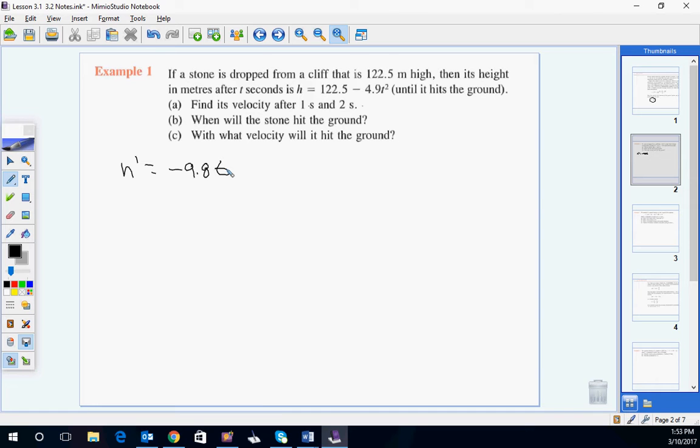So then for the first question, they want to know at 1 and 2 seconds. So h prime of 1 is negative 9.8 meters a second. And then h prime of 2 is negative 19.6 meters a second. So it's falling, right? We know it's falling. So that's A.